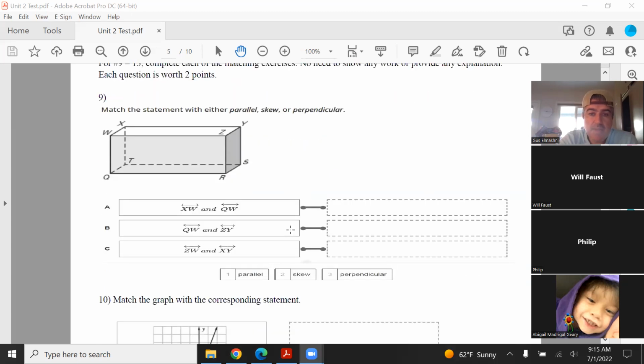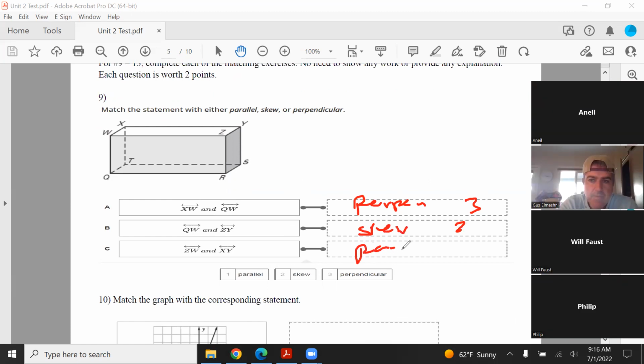This I thought went fine. I didn't see too many problems here. This is perpendicular, or that would be 3. These would be skew, which is 2, and this is parallel, which is 1. Hold on, I'll get to your question in a sec.